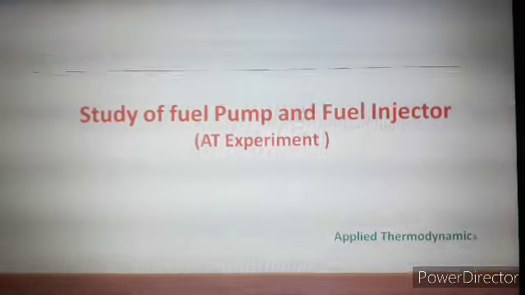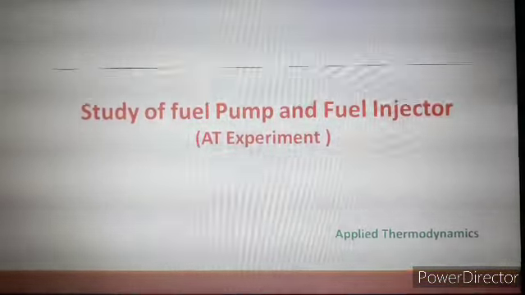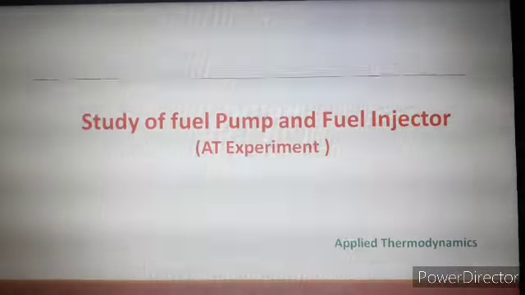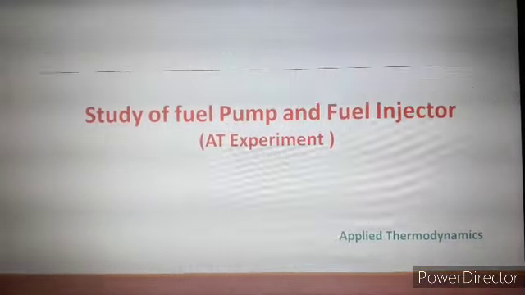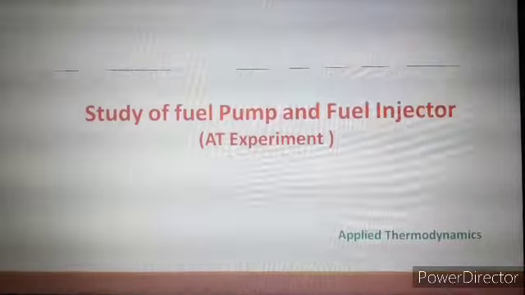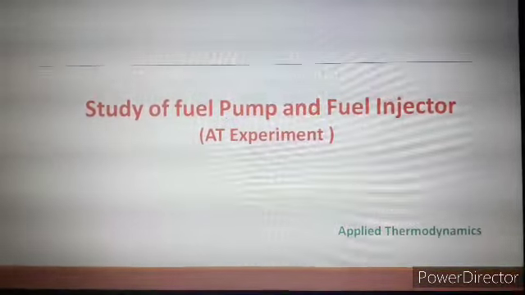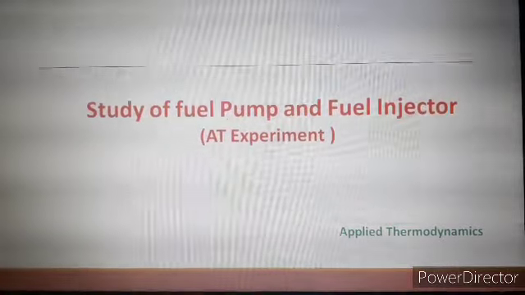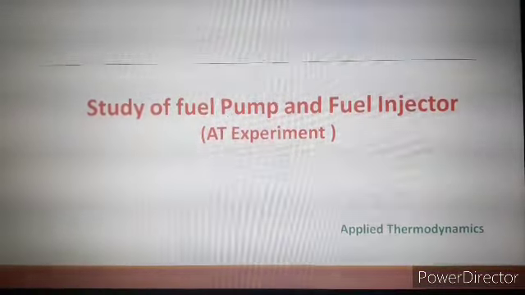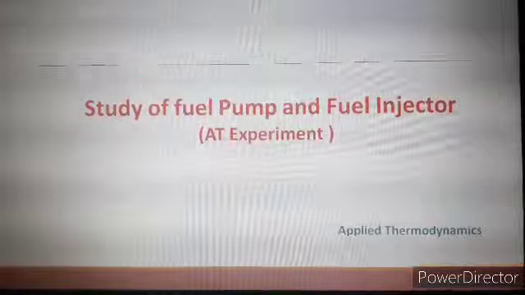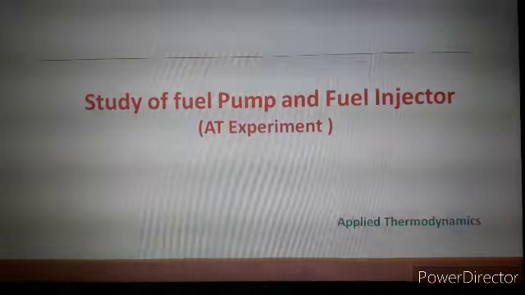So today we'll discuss the next experiment, which is on fuel pump and fuel injector. When we discussed the theory part of the CI and SI engine, at that time we also discussed this experiment indirectly. Now, what is the difference between CI and SI engine? That you know very well. So, can you find that difference?